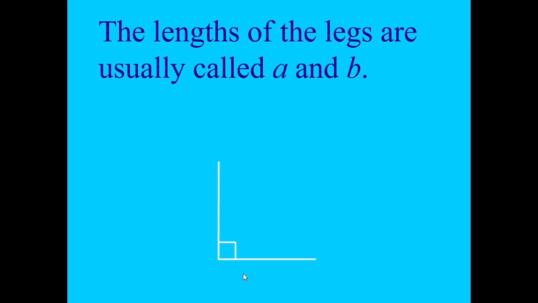Next, I was talking, I'm sorry, getting ahead of myself. So when we talk about these two legs, we normally label them as A and B. This is just a variable used to represent an unknown. As we are solving, we will find the lengths of these values and we will actually get to where we know and we can plug in numbers for these variables.